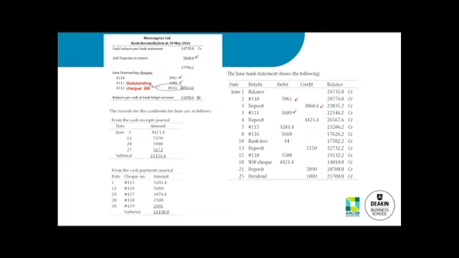Credit column. 4,421.40. Have we received that? We have. We'll give it a tick. 5150. We'll give it a tick. 5908.